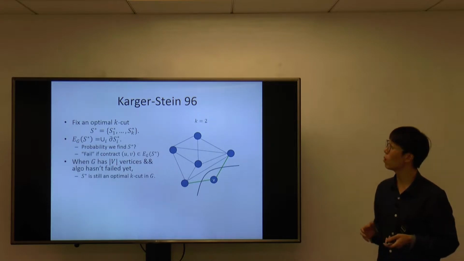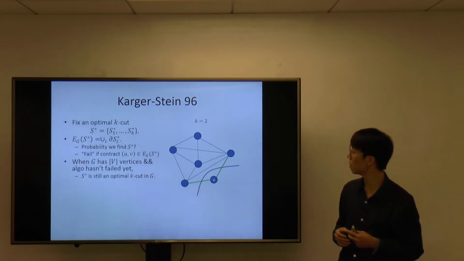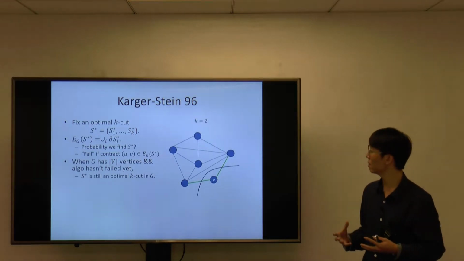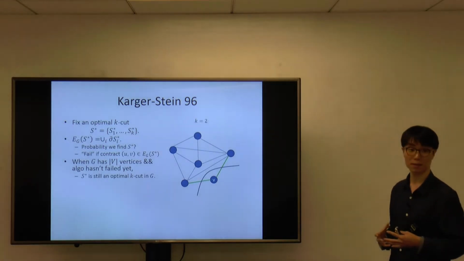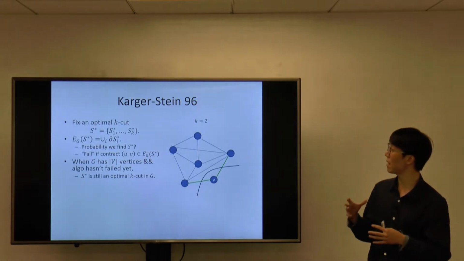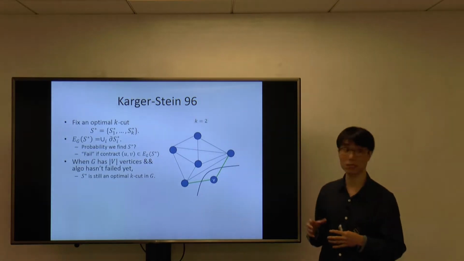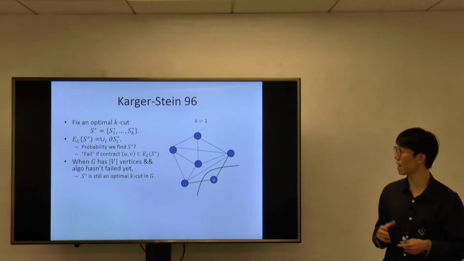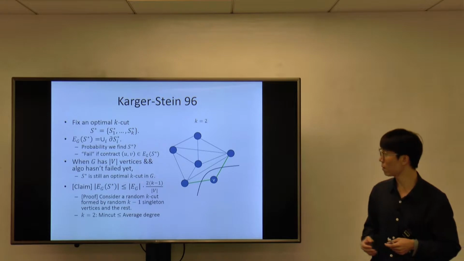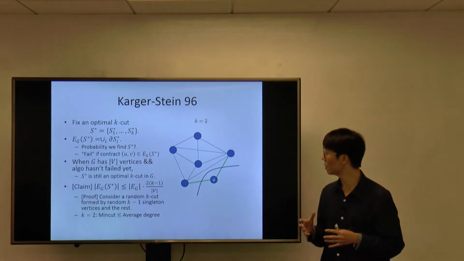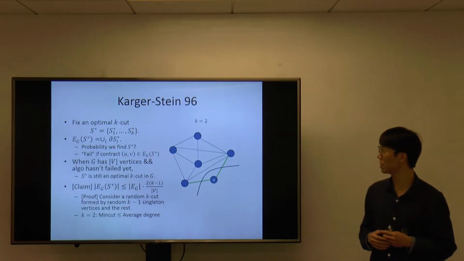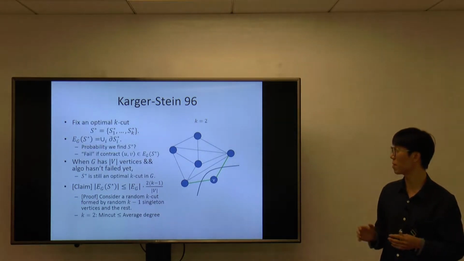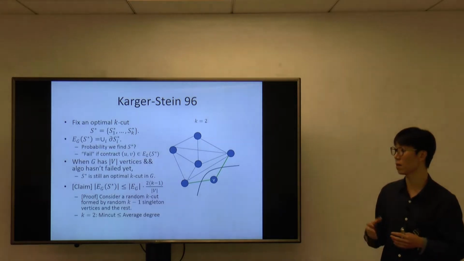One thing we can observe is that when the current graph G has v vertices and the algorithm hasn't failed yet, the optimal k-cut S star still survives in the contracted graph G. So S star is still an optimal k-cut in G. And then one very easy claim is that in this graph, the number of edges in the optimal solution is at most a 2k minus 1 divided by the number of vertices fraction of the entire edges.